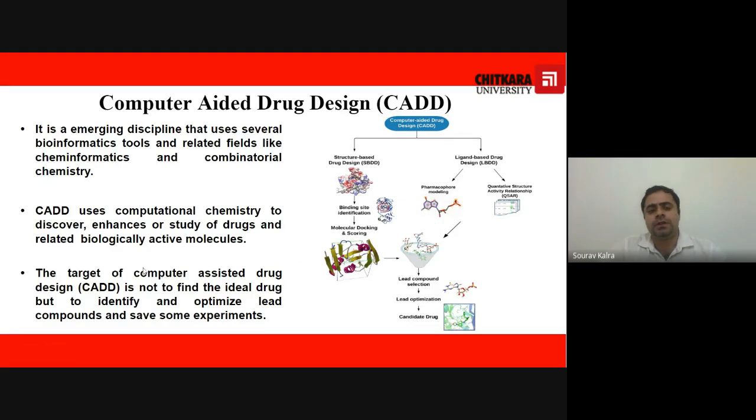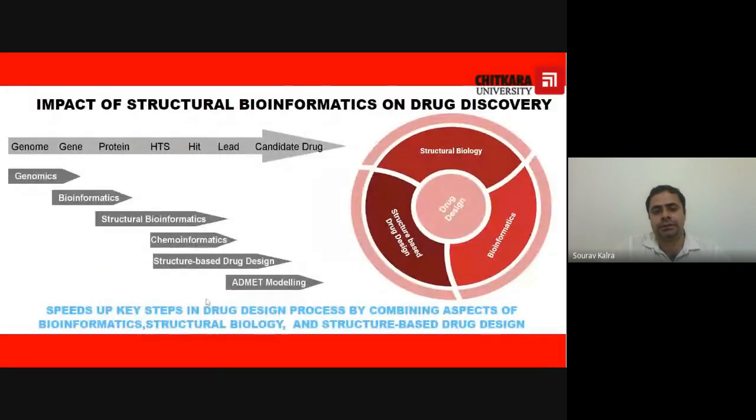that we have made. So, computer-aided drug design enhances the study of drugs and related biologically active molecules. The target of computer-aided drug design is not to find the ideal drug, but to identify good leads that can save our experiments. So we can save time by using this technique. We can't find the ideal drug, but we can save experimental time. We are synthesizing like 20 compounds, 100 compounds in our lab, using so many chemicals, and chemical hazards are there. So we can lower the risk of these things by using computer drug design techniques.